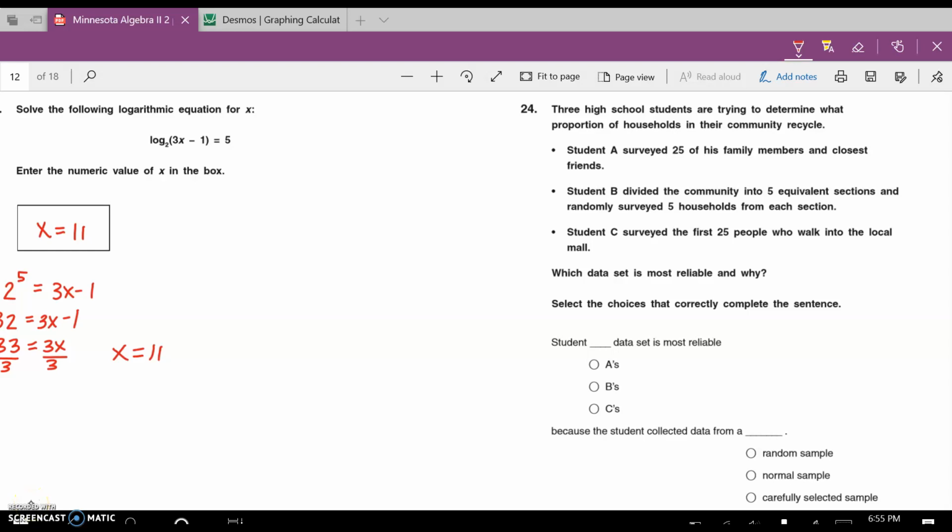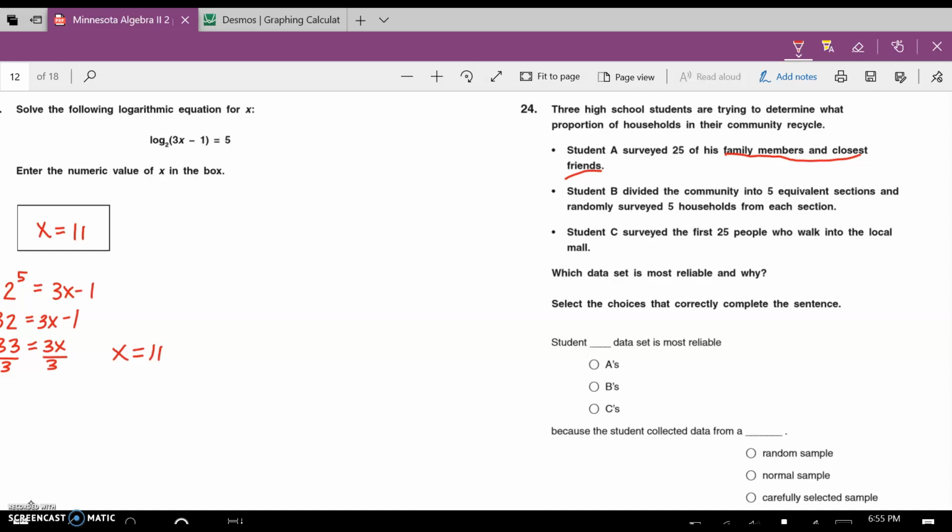Alright, 24 says 3 high school students are trying to determine what proportion of households in their community recycle. Student A surveyed 25 of his family members and closest friends. So we're going to underline that: family members and closest friends. Student B divided the community into 5 equivalent sections and randomly surveyed 5 households from each section. And student C surveyed the first 25 people who walked into the local mall. And it says which data set is the most reliable and why.